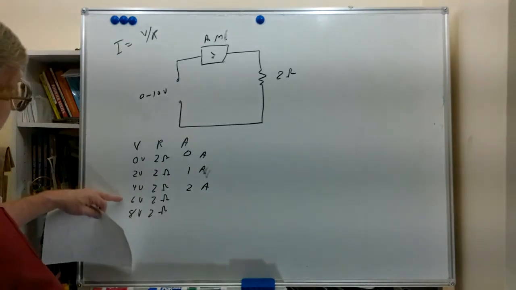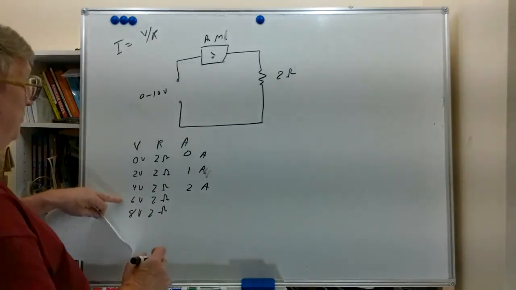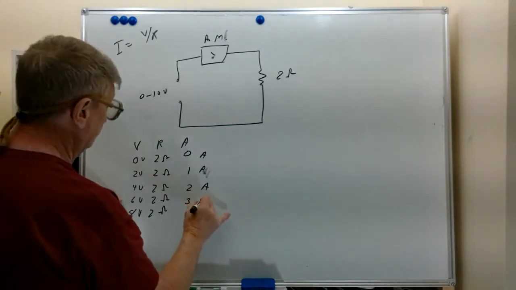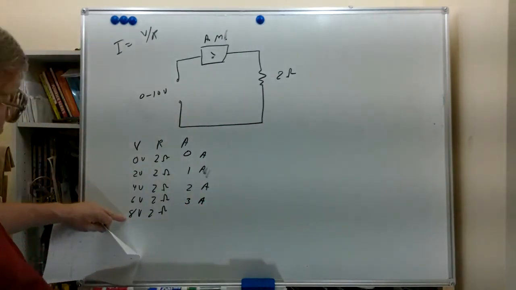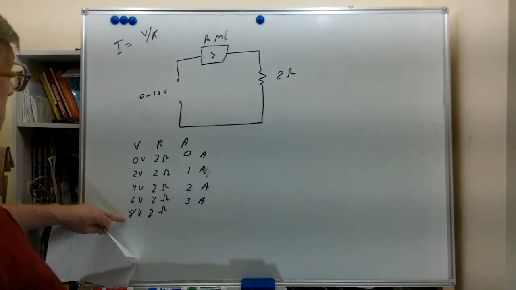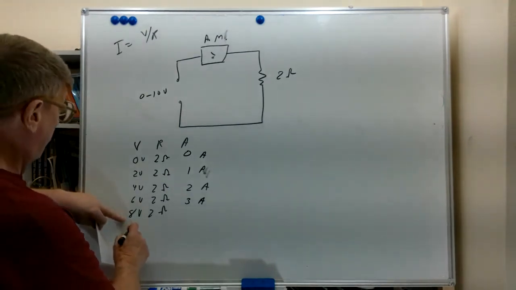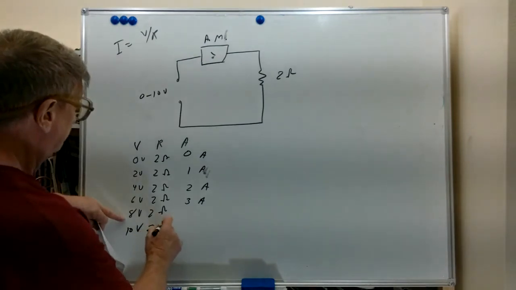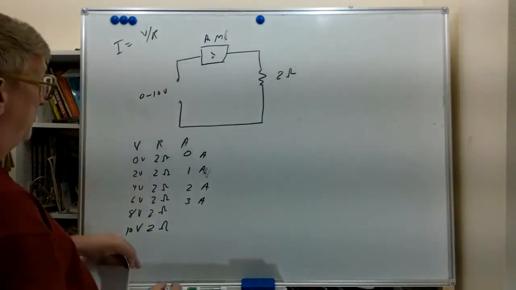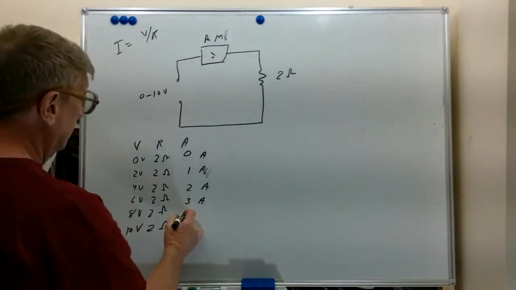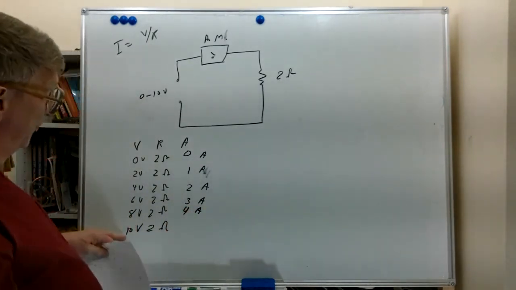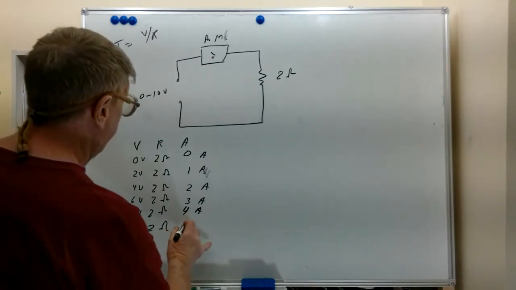The fourth point, we have 6 volts divided by 2 ohms. 6 divided by 2 gives us 3 amps. The fifth point that we chose, I want to call it 10 volts here, don't I? Divided by 2 ohms. 8 volts divided by 2 ohms gave us 4 amps. And 10 volts divided by 2 ohms gave us 5 amps.